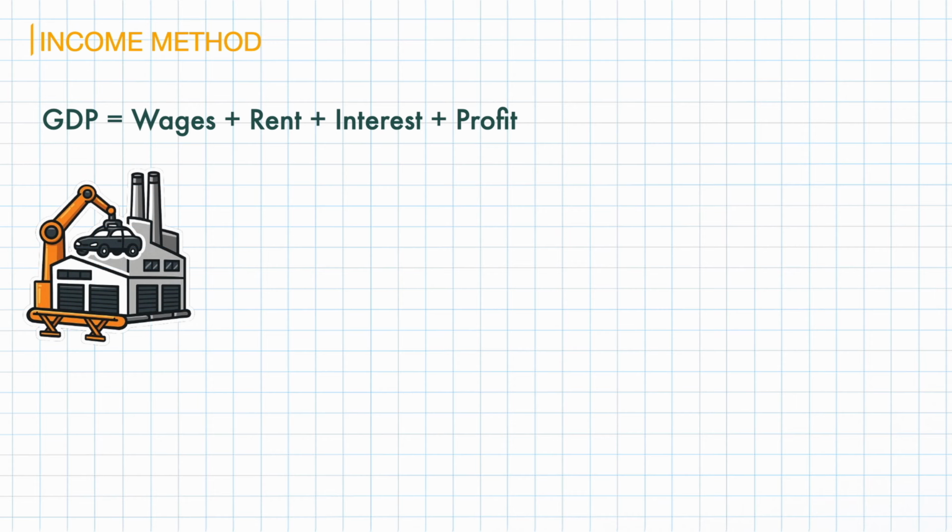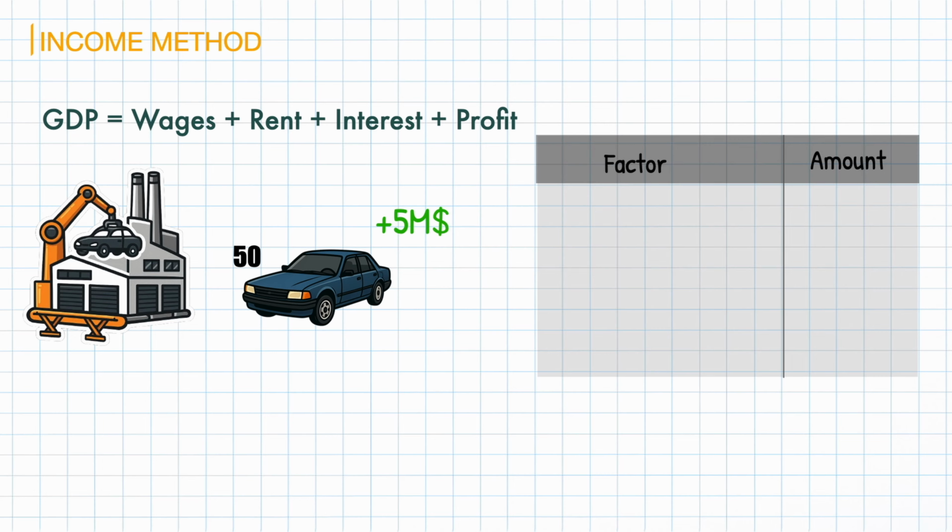In the income method, GDP is calculated by adding wages, rent, interest, and profit. Let us take the same example of an automobile company that produces 50 cars and generates a revenue of $5 million. Now let us see the GDP calculation for this using the income method.